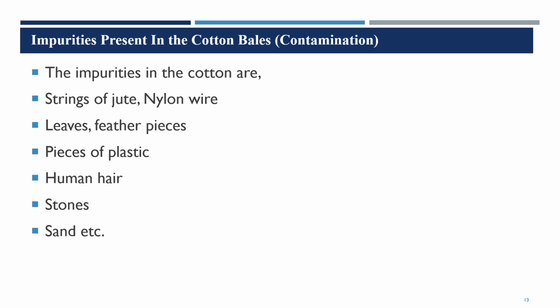What are all the contaminations? That is strings of jute and nylon wire. When packing the fiber in the form of a bale, we stitch the bale with nylon wire and jute thread, so pieces of nylon wire and strings of jute will also be added to the bale. Then leaves, feather pieces, pieces of plastic, human hair, stones, sand, etc. are the other impurities added to the cotton bales.